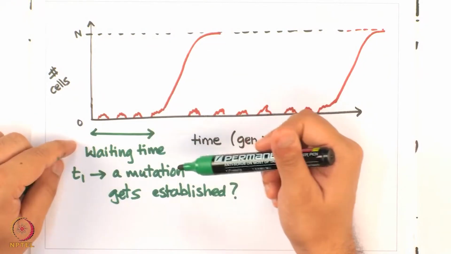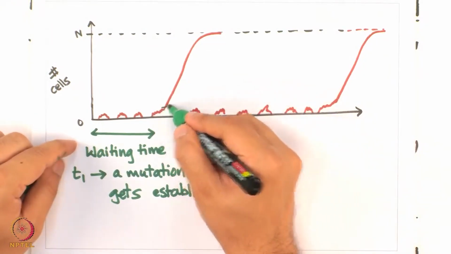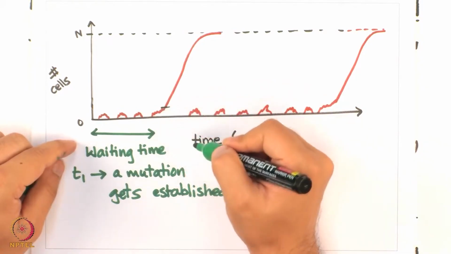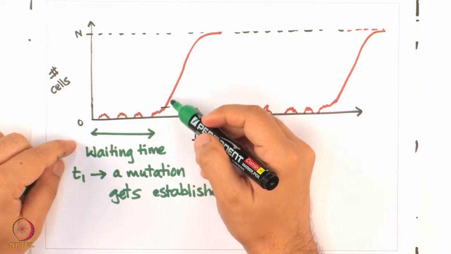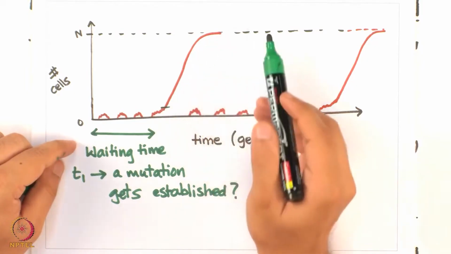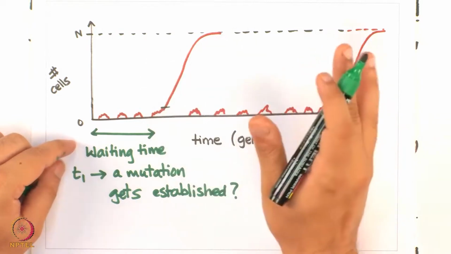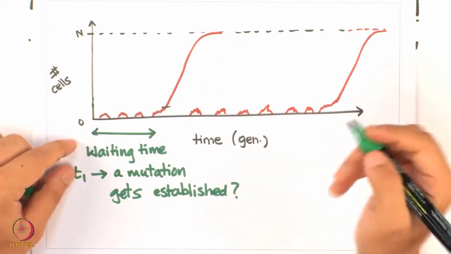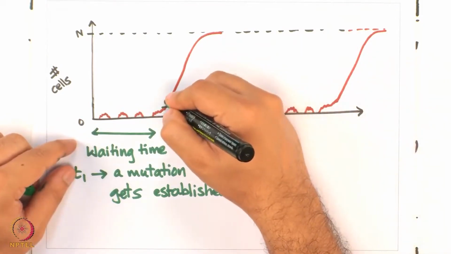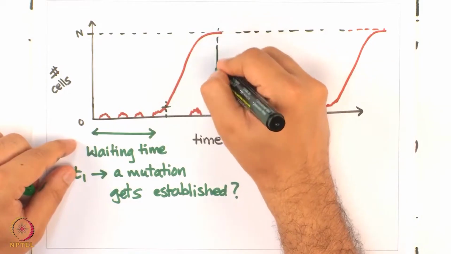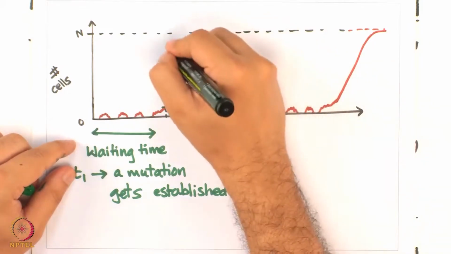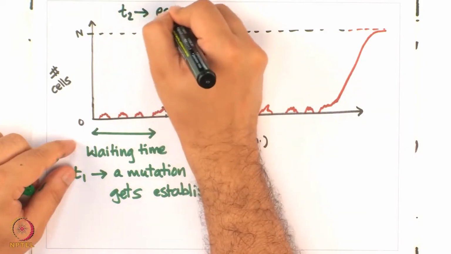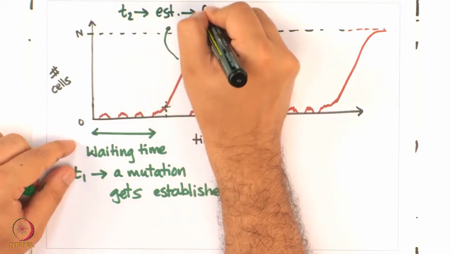We are interested in this because if a mutation is established such as this one, it means that it can no longer be eliminated because of drift, and now selection ensures that the numbers associated with its frequency go up to 1 and the parent genotype is eliminated. How long do I have to wait for this to happen? The second time that I am interested in is called T2, and that time is what is the time it takes for the mutation to go from establishment to fixation.